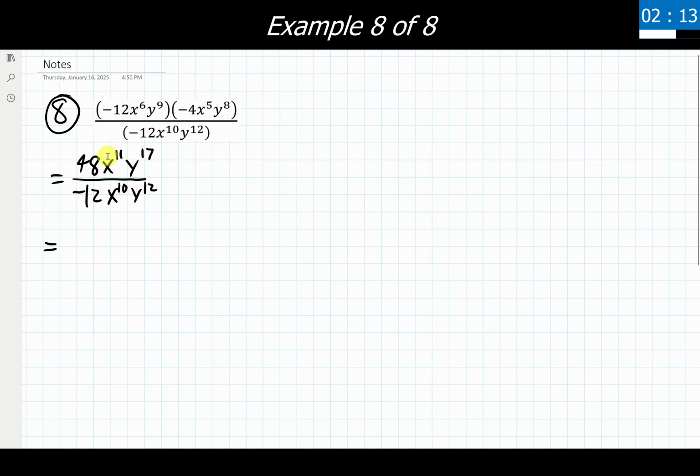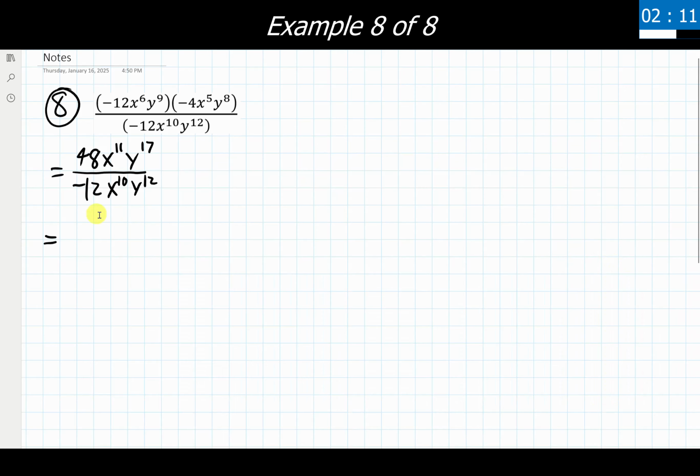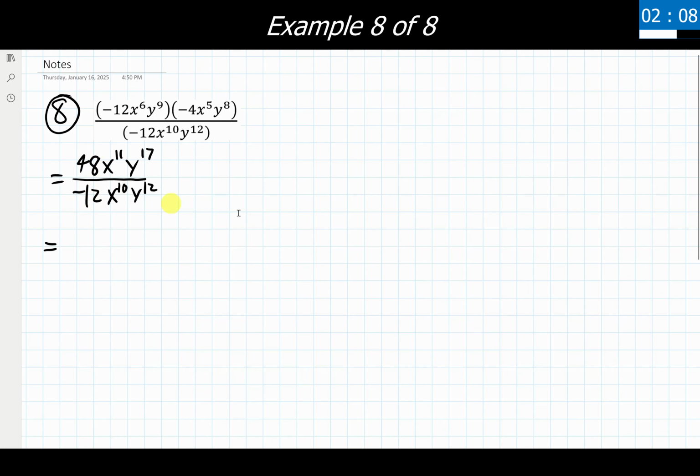So we have 48 divided by negative 12. Those things are going to cancel out and simplify down. 48 is going to become a 4. The 12 is going to become a 1. We have x to the 11th over x to the 10th. The exponents are going to subtract, and my result is going to be in the numerator spot. So I'm going to have just a single x to the 1st left over.